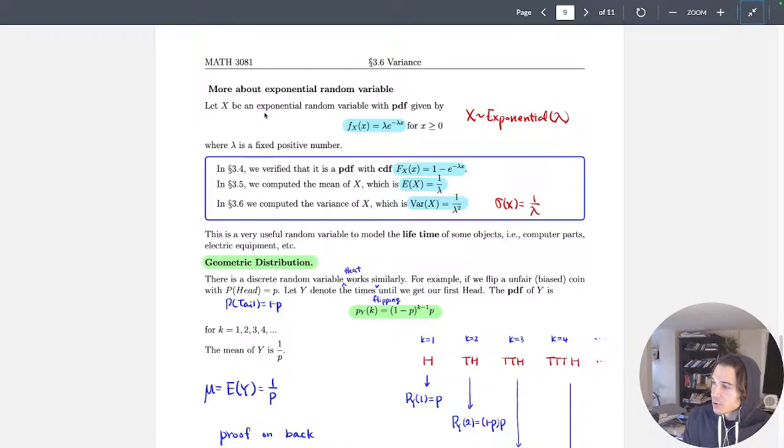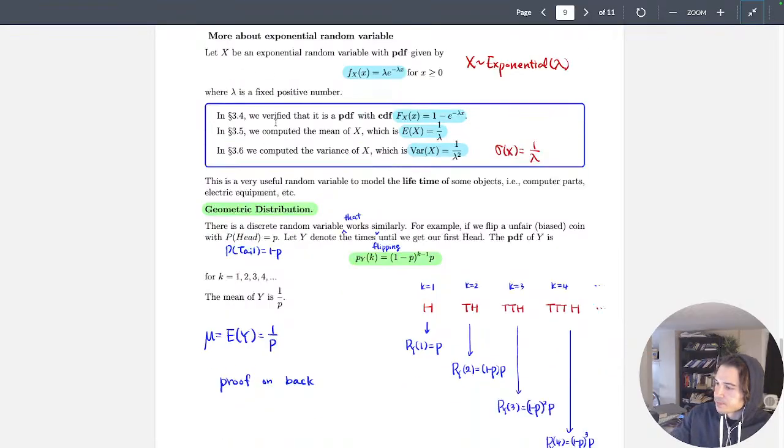This is a very useful random variable to model the lifetime of some objects, i.e. computer parts, electronic equipment, etc. Geometric distribution. There is a discrete random variable that works similarly. For example, if we flip an unfair biased coin with probability of heads equal to p, let y denote the number of times flipping until we get our first head. The PDF of y is P_y(k) equals (1 minus p) to the k minus 1 times p. The mean of y is 1 over p.